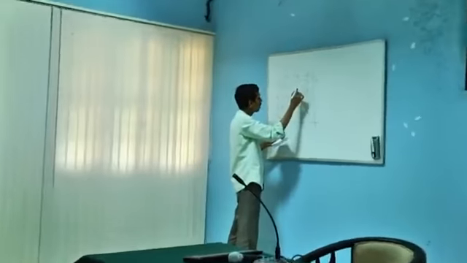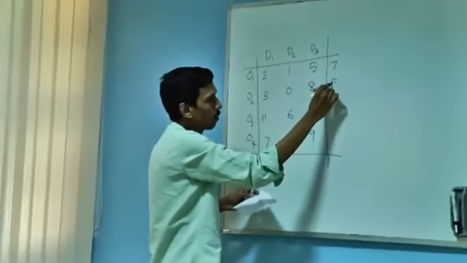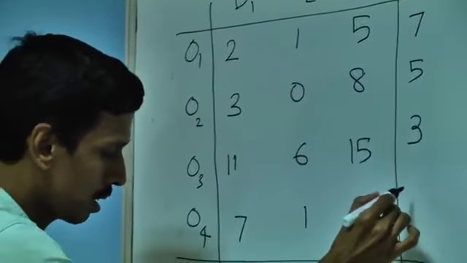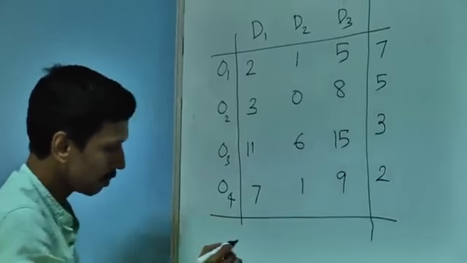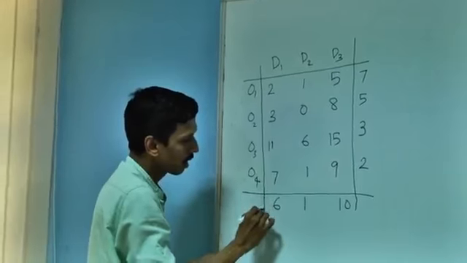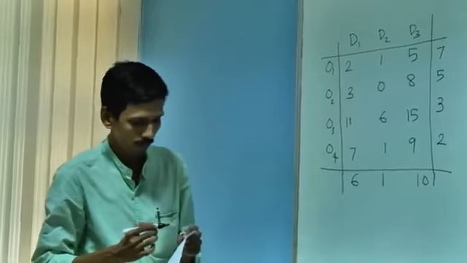And the rim requirements we can write down like this. Here 7 is the maximum availability at O1. 5 is the maximum availability at O2. 3 is the availability at O3, and 2 is here. It is 6, 1, 10. 6 is the demand at destination 1.